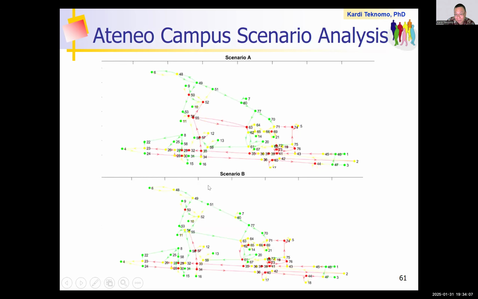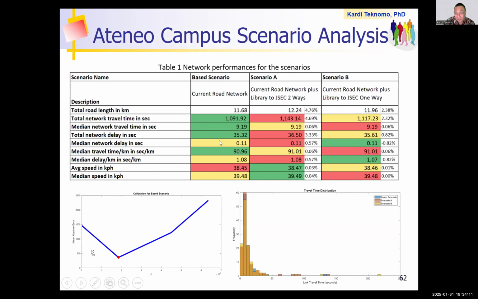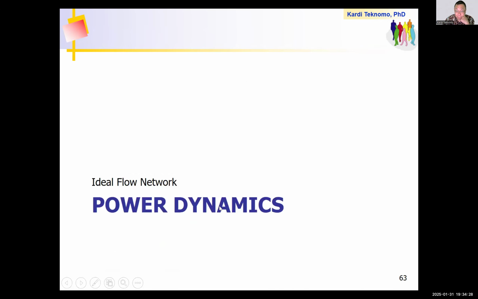Whether one way or two way, we computed the result using IFN. The results show that it is actually not so different. So in this case, they finally cancelled that route due to environmental problems rather than the route itself. We can also use IFN for power dynamics in your group project.